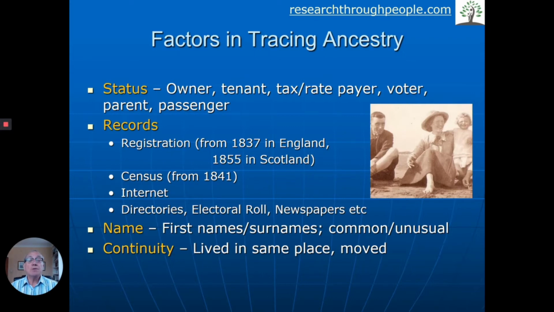The records themselves, obviously, the registration started in the 1800s. Typically here we're looking at births, marriages and deaths in the 1900s. The census, the last one that's been released so far, is 1911. So the census doesn't often play a part, although you'll find in the first example that yes, it does. The internet has made a lot of things easier, and sometimes we can find the person on the internet. And there are other things like directories, electoral rolls, newspapers. Name and continuity, the same sort of things apply. The surname, is it easy to trace or not? Continuity, did the person stay in the same place or have they gone somewhere else?